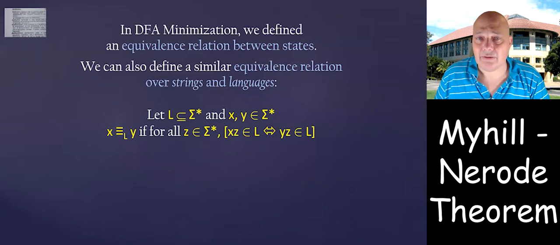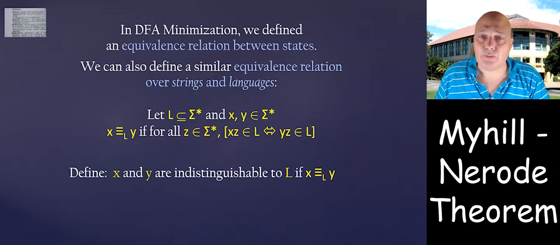So let L be some language, and X and Y are two strings. We will say that X is L-equivalent to Y if for every Z, XZ is in L if and only if YZ is in L. In other words, if I tell you that the prefix that I just read is either X or Y, and the suffix is Z, then you don't care if it was X or Y, if your purpose is to decide membership in L.